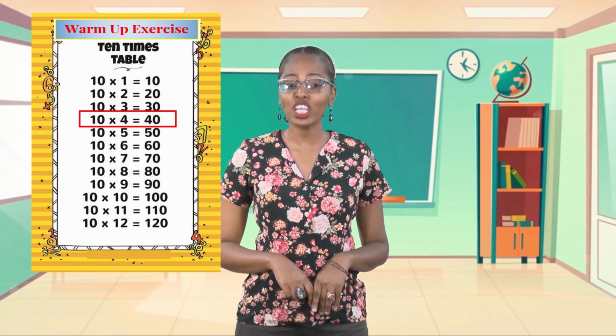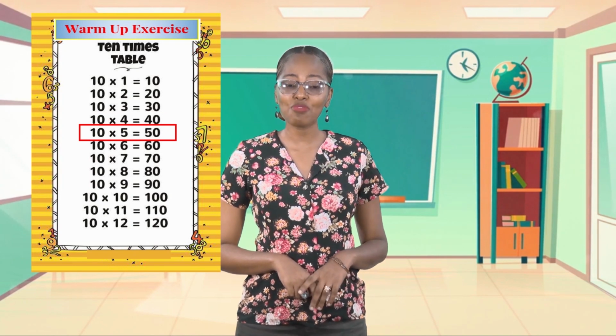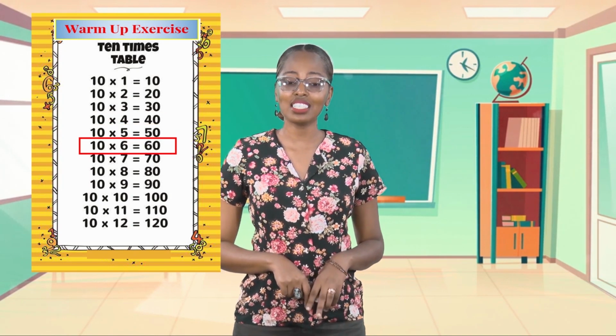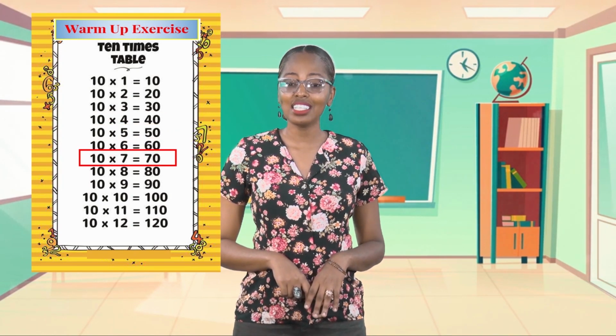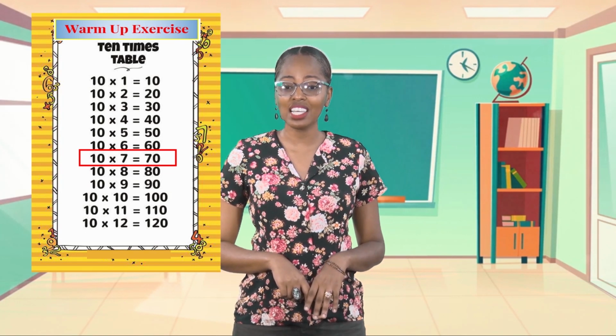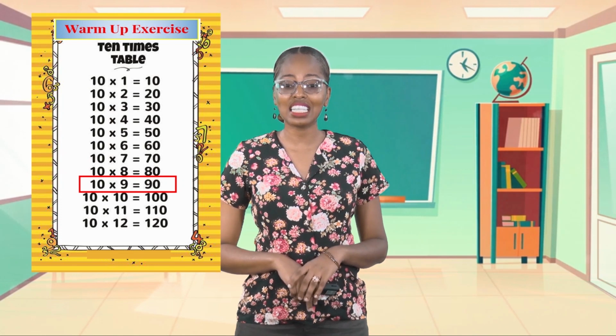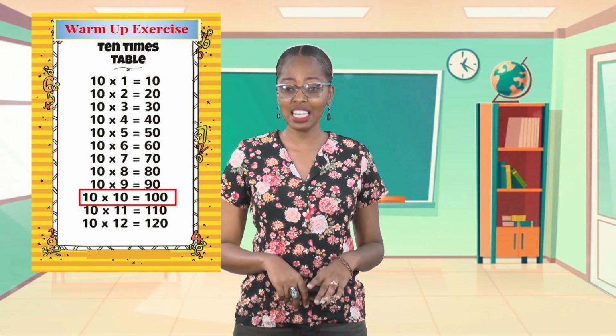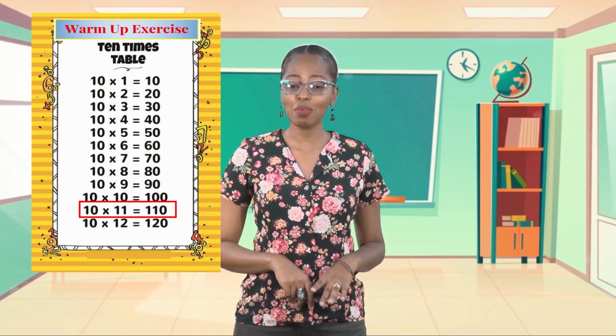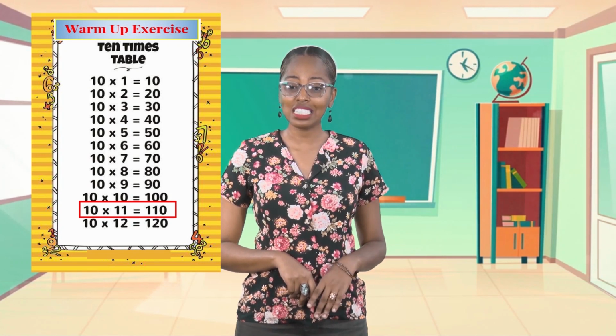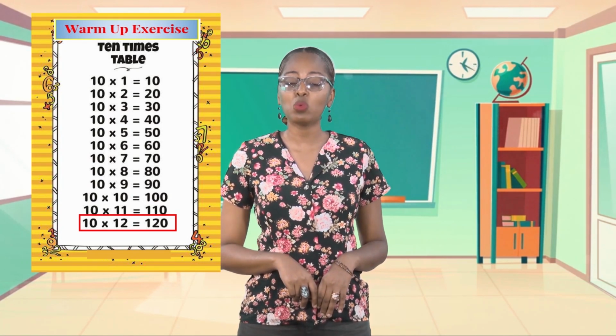10 times 4 is 40. 10 times 5 is 50. 10 times 6 is 60. 10 times 7 is 70, 10 times 8 is 80, 10 times 9 is 90, 10 times 10 is 100, 10 times 11 is 110, 10 times 12 is 120.